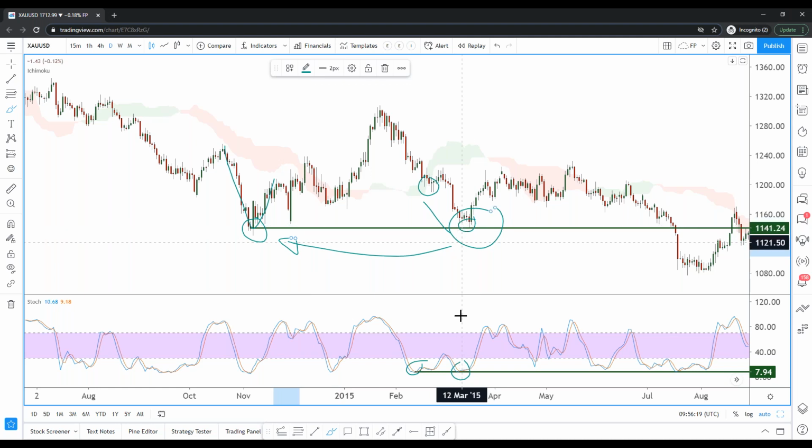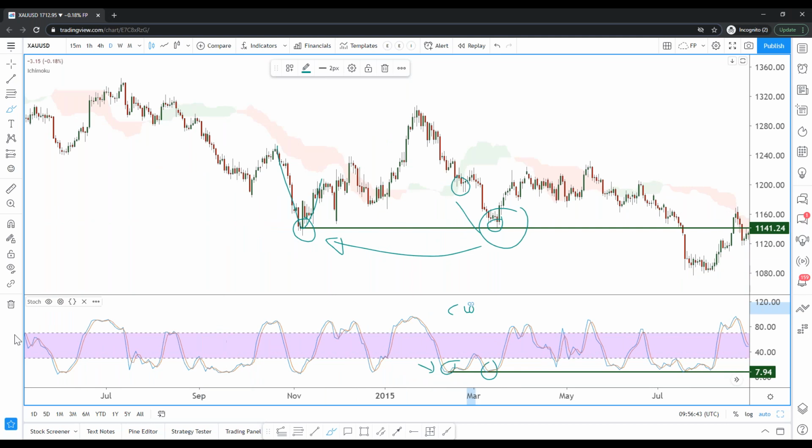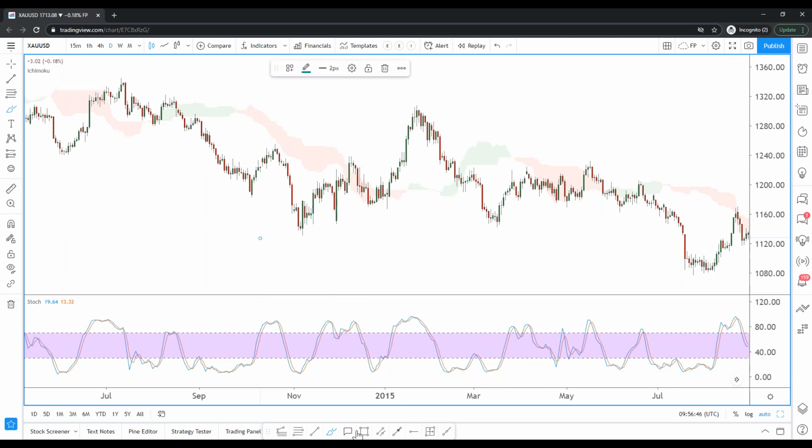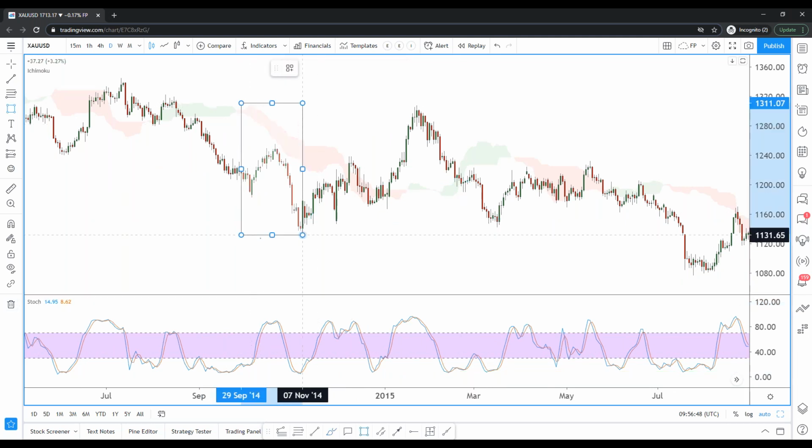And on top of that, we have stochastics showing us that, number one, it's below 20. This means that it's in the oversold region. We have potential for a strong bounce. That's the first case. The second case is that we also see a bullish divergence, where the downward momentum could be exhausted. So this is another example of a bullish divergence. You can see in this example that we can see it everywhere. It's not just on gold, it's on other charts as well.